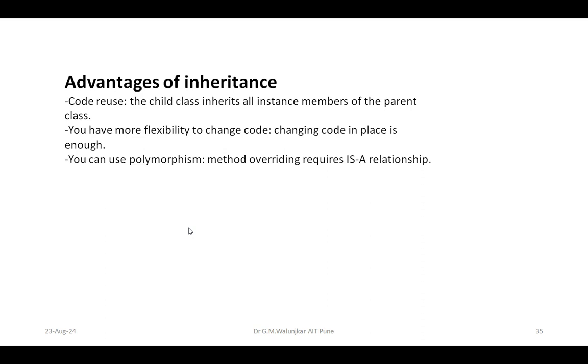There are certain advantages of inheritance, like code reusability. Code reusability is, as I told you, that the child class inherits all instance members of the parent class. Again, you have more flexibility to change the code. So changing code in one place is enough whenever required. Then you can use polymorphism, that is method overriding, which requires an is-a type of relationship. That concept of method overriding, which is part of runtime polymorphism, also takes advantage of this concept of inheritance to implement the is-a relationship.